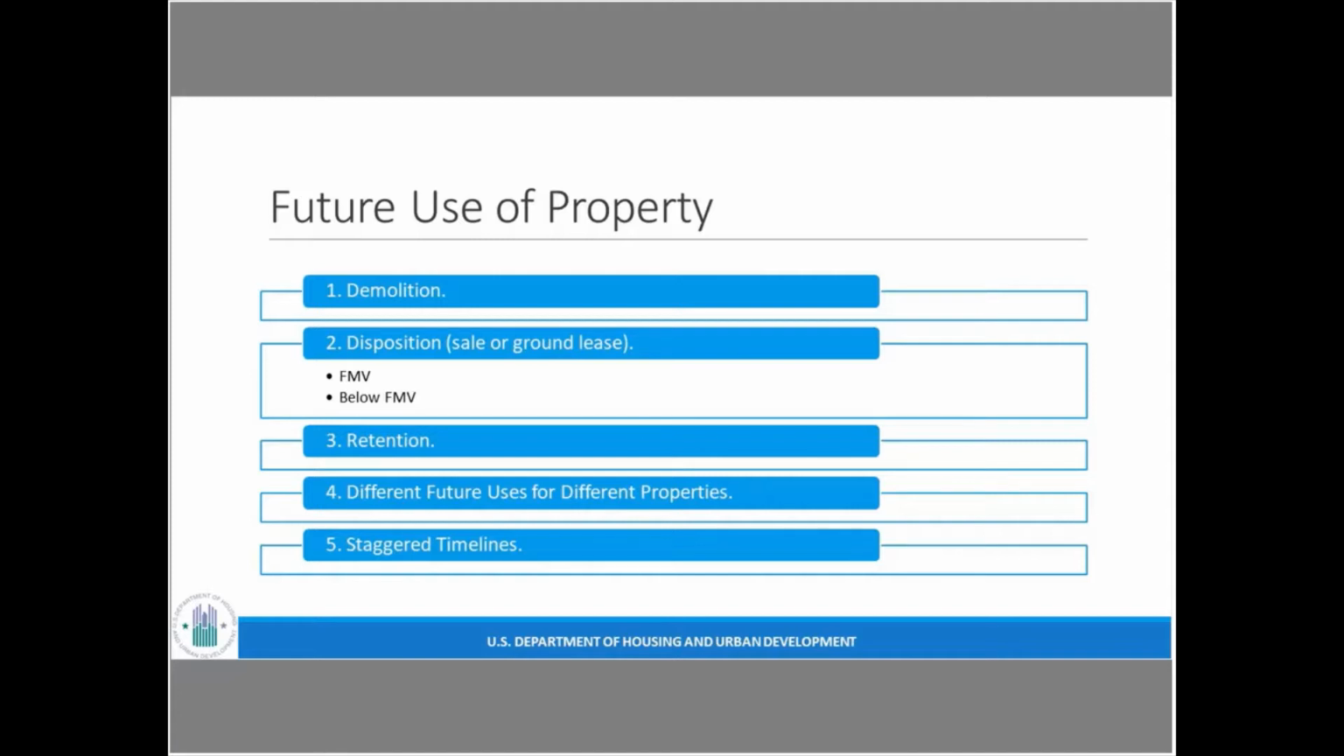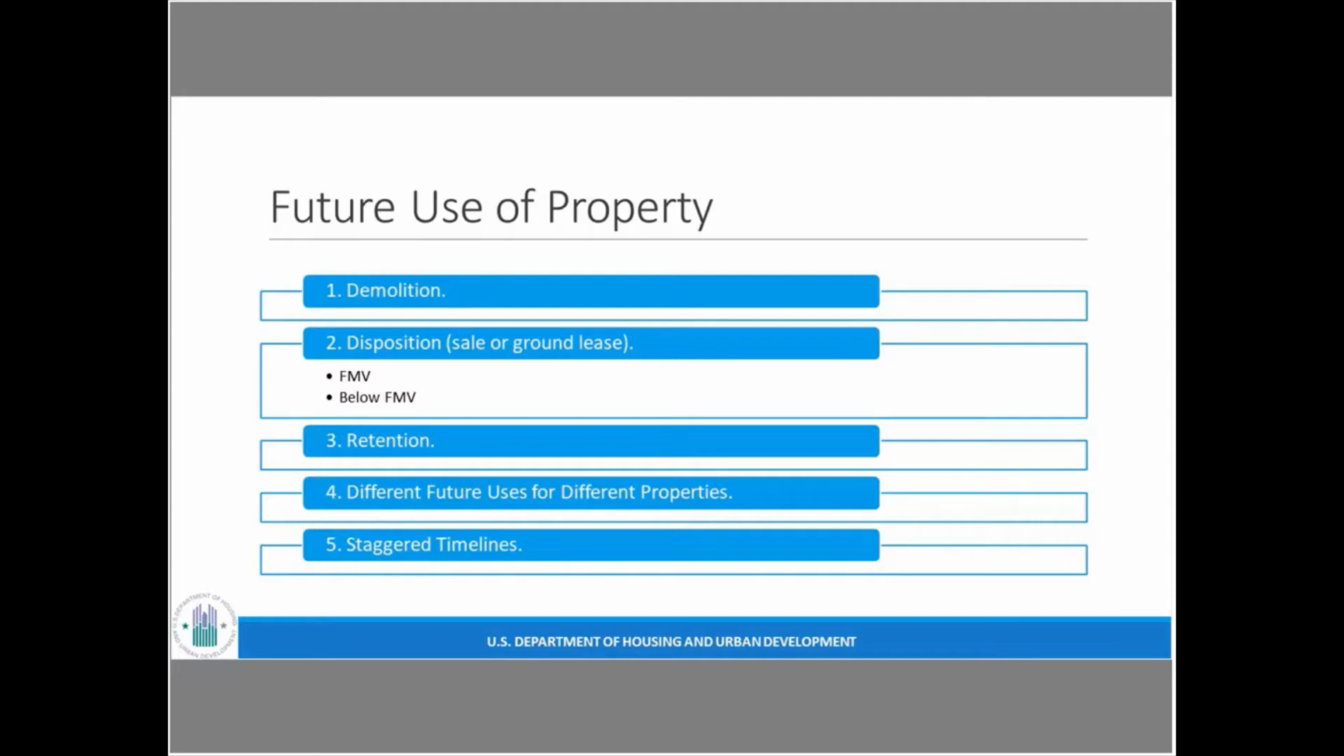So the other big bucket for removing the DOT other than disposition would be a retention. And this is possible, again, under a Streamlined Voluntary Conversion Plan. A housing authority could say to HUD in their application, we plan to retain the property as affordable rental housing outside of the public housing restrictions after the conversion.